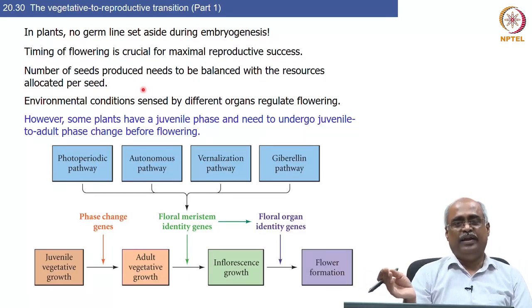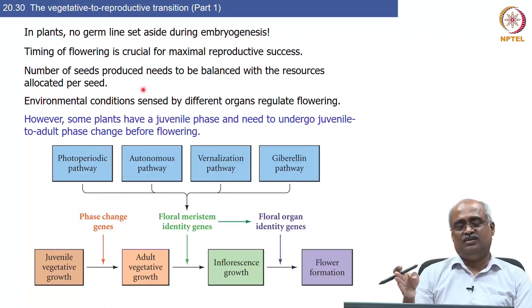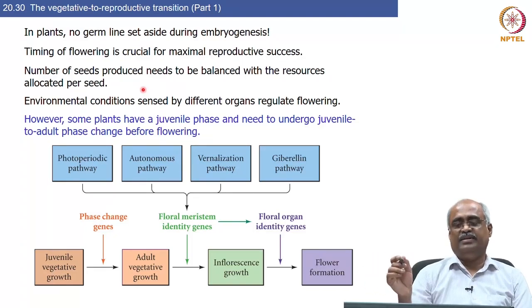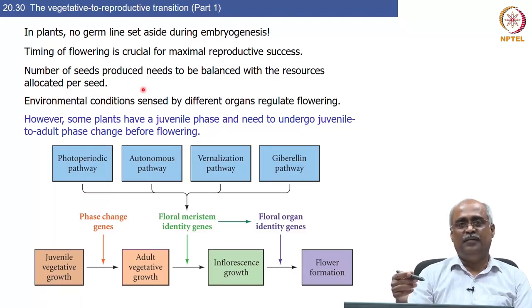So therefore, an optimum is determined. This is the food reserve available to me as an adult plant entering into reproduction. With this, this is the maximum seed that can successfully go and germinate that can be produced. So that optimum needs to be arrived at, and these are all tightly genetically controlled by sensing the environment.